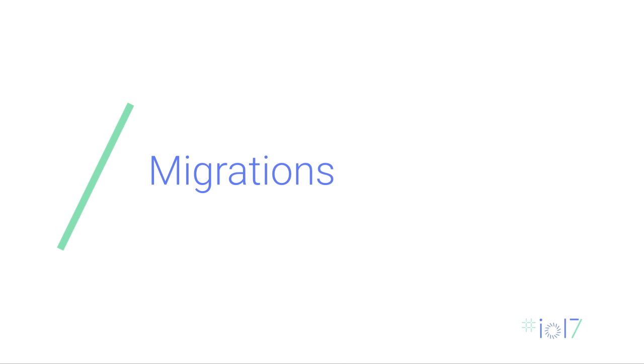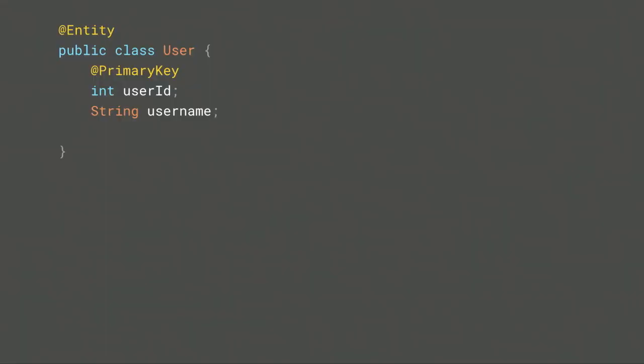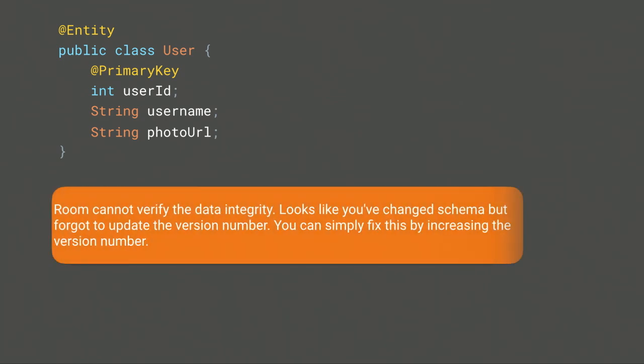Now, migrations is another important topic, right? As you use the application over time, your entities will change. Let's say you had this user object, and now we start to show user photos, so you wanted to add this new field to it. If you do that, when you run the application, as soon as you first access the database, Room will say, oops, looks like you changed the schema, but you didn't increase the version. It's going to crash your application. Now you need to handle this.